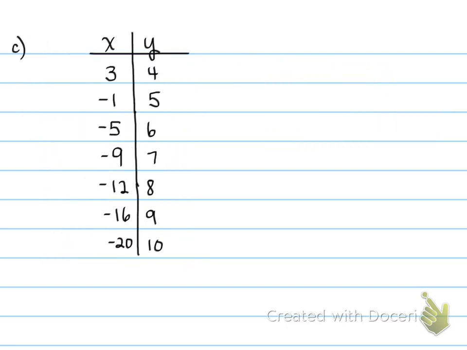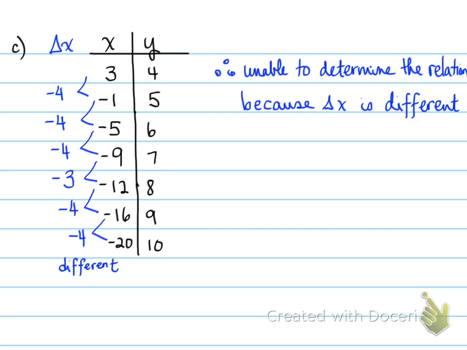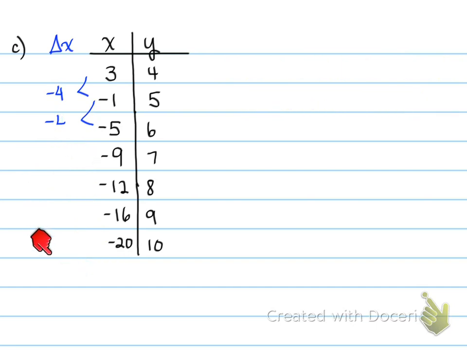Here's another table with all these values, and we check to see that the x's are going in order, and they are. Now we go and do our delta. Delta x, so the numbers are going up 4, down 4, down 4, down 4, down 3, and then down 4, down 4, down 4, down 4, just like this, folks. We notice that the delta x's are different.